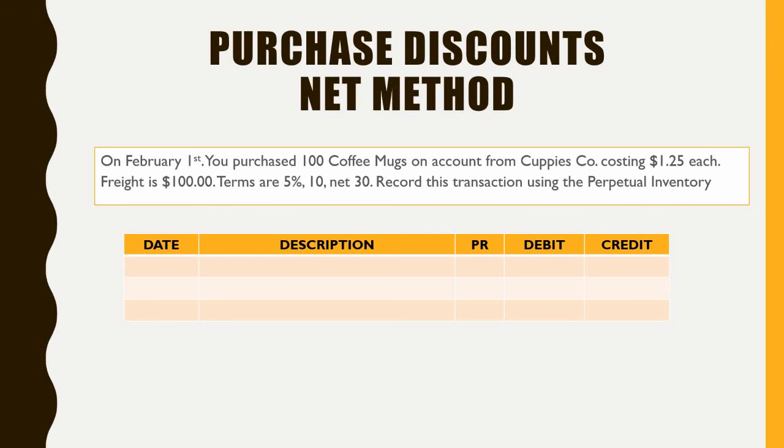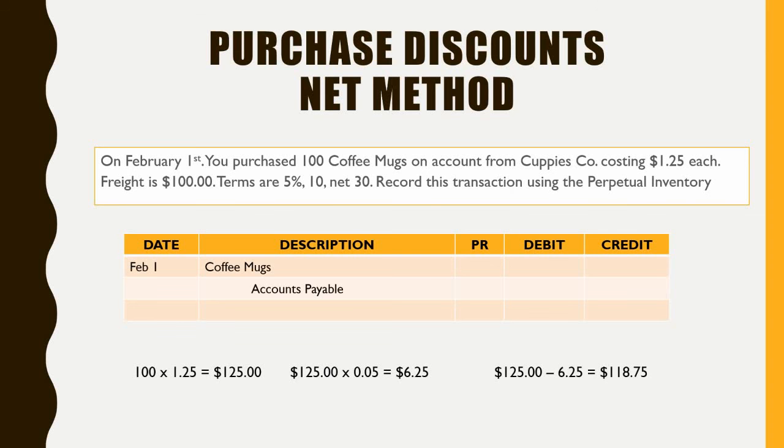Okay, so in this case, you're going to recognize whatever inventory that you have. But because we're using the net method, we're going to record at the discounted price, because it's the net method. We're taking the discount immediately. So that's exactly what we're doing here. We're going to take the 125 times the 5% to get you $6.25 each, which then you take out from 125 to get you a total of 118.